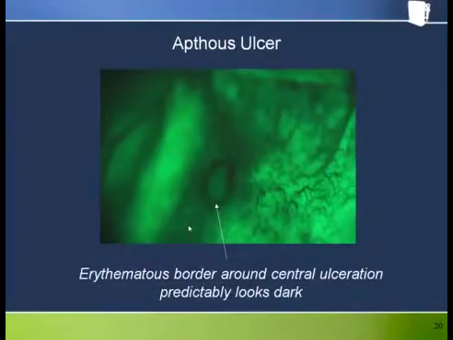This, obviously, is an aphthous ulcer. The inflamed ring around the ulceration, which under white light looks erythematous or red, predictably looks dark through the VELscope.